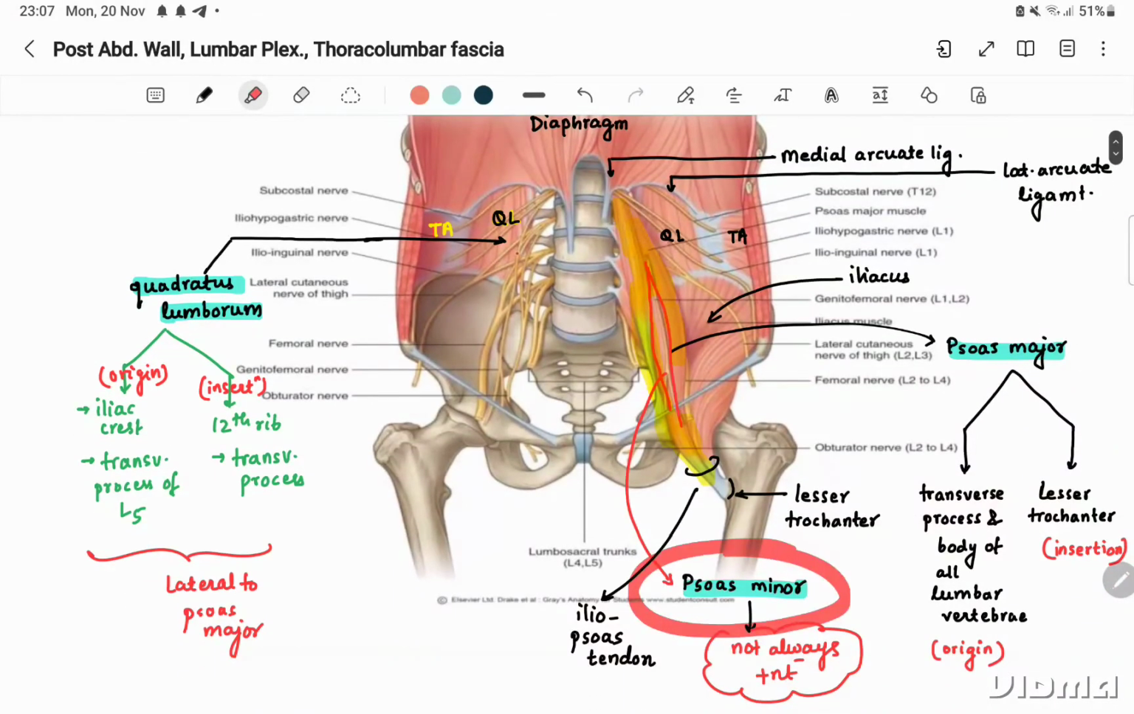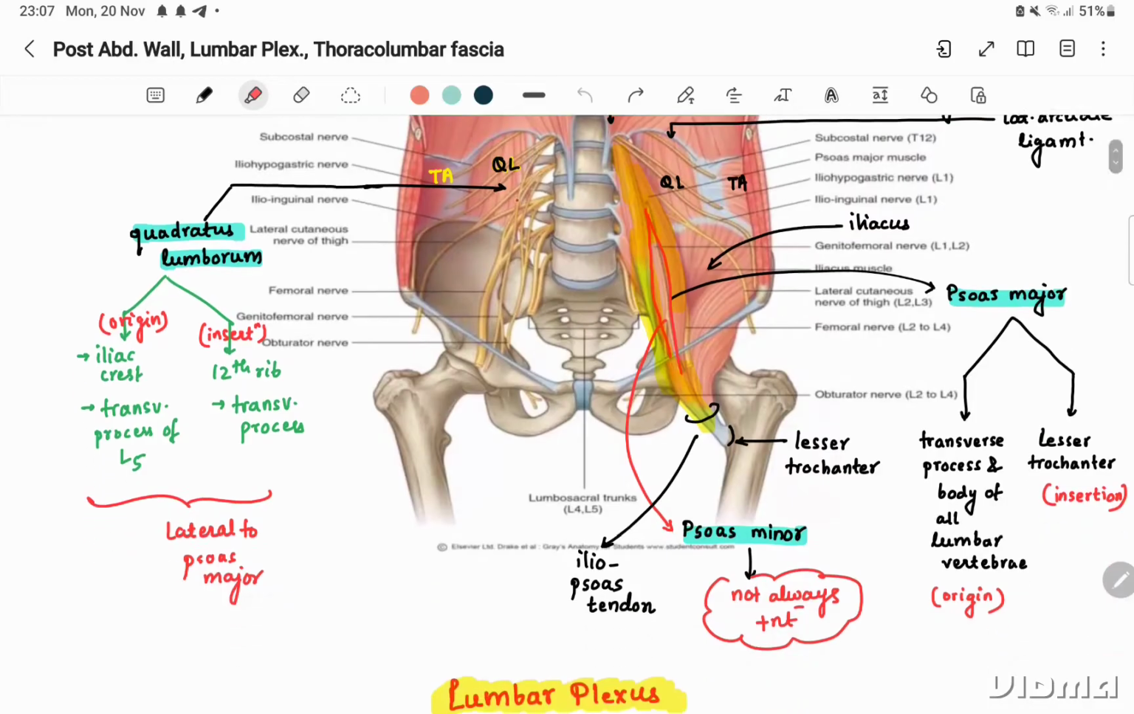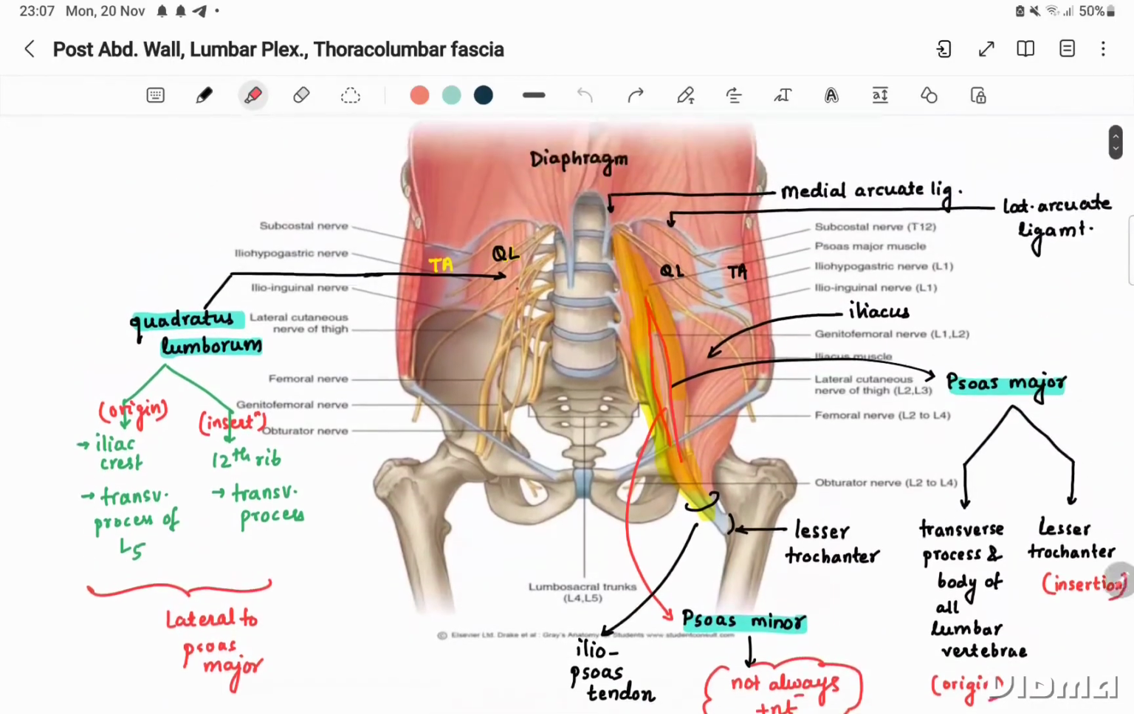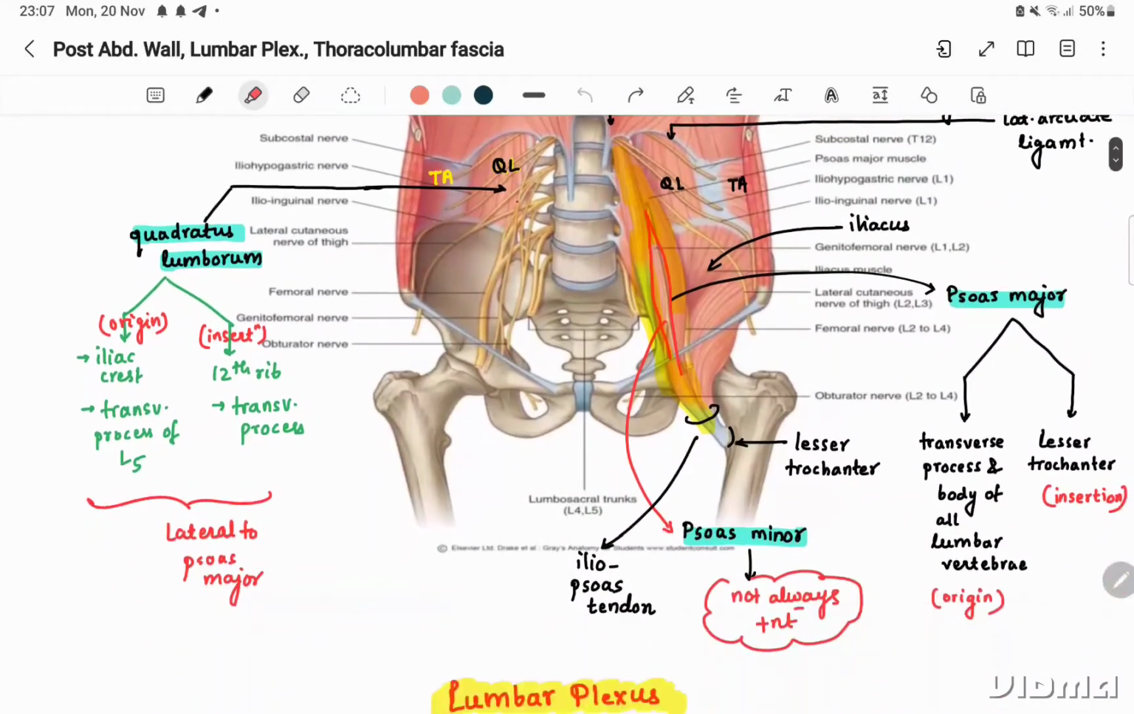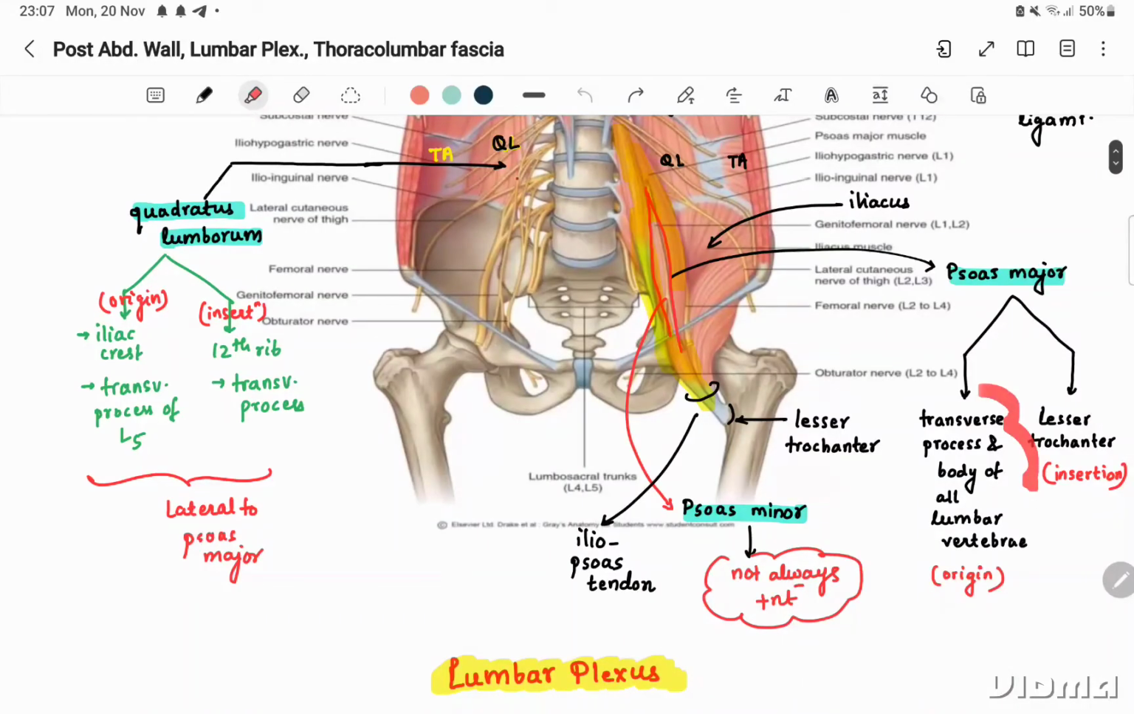the psoas minor here. Psoas minor is basically a muscle which is not always present, and psoas major is always present. It is present in all. It originates from the transverse process and body of all lumbar vertebrae. This one was originating from the transverse process of L5 only, but psoas major originates from the transverse process of all lumbar vertebrae and inserts into the lesser trochanter of the femur.